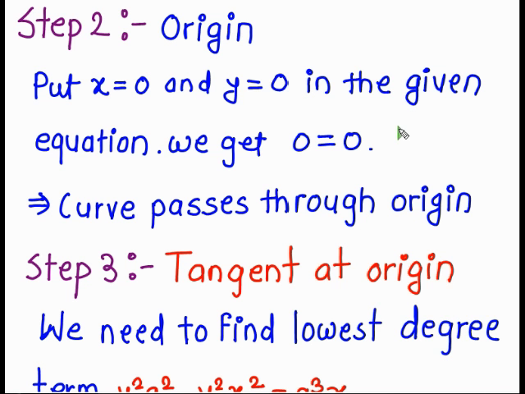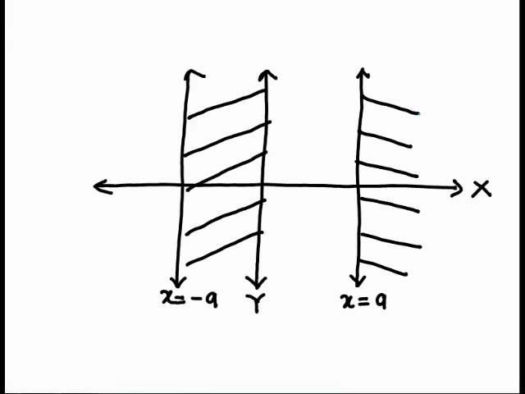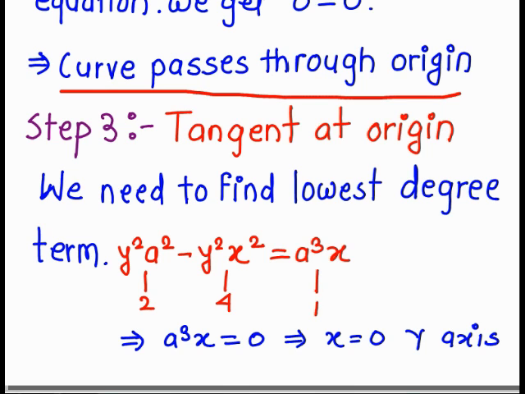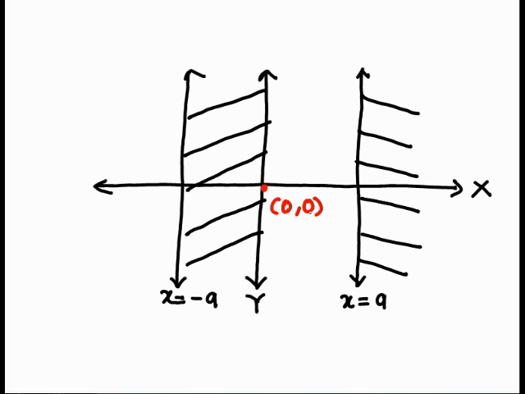In step number 2, we check whether the origin is on the curve. So from step number 2, we get that the curve passes through the origin. So origin is a point on the curve. In step number 3, we need to check the tangent at origin. So we get x is equal to 0, that is, the y-axis is a tangent at origin from step number 3.